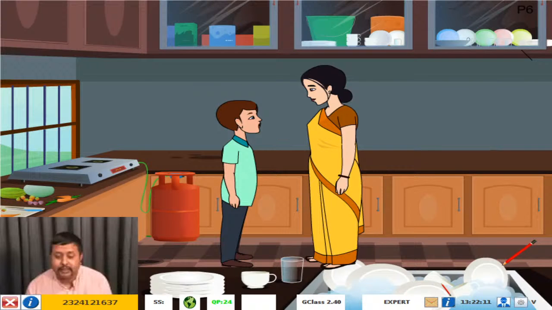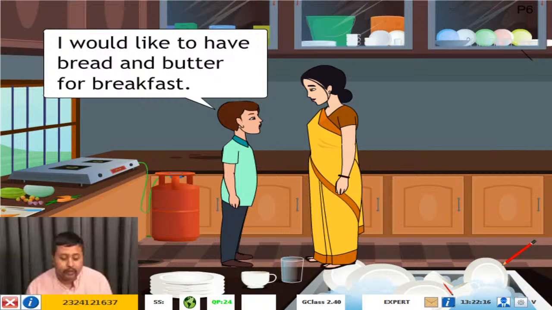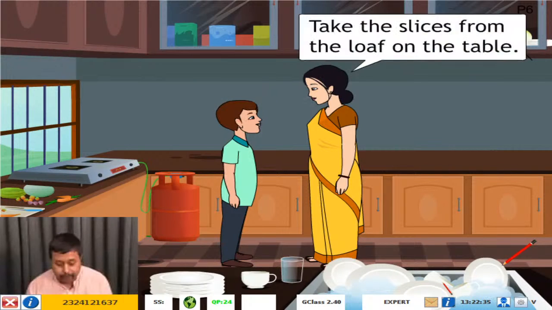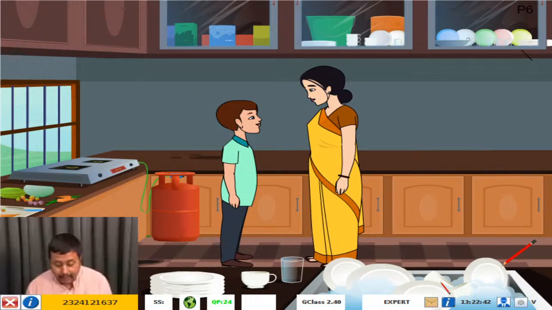Since we counted, many logs, many pieces, that's a countable noun. I would like to have bread and butter for breakfast. Now the boy is telling his mom that he would like to have bread and butter for breakfast. Ma, please give me 3 slices of bread. The mother asks him to take the slices from the loaf on the table.